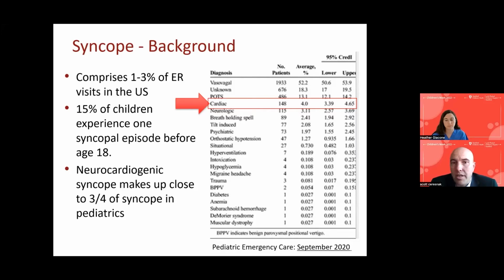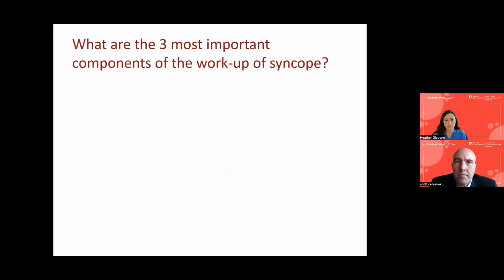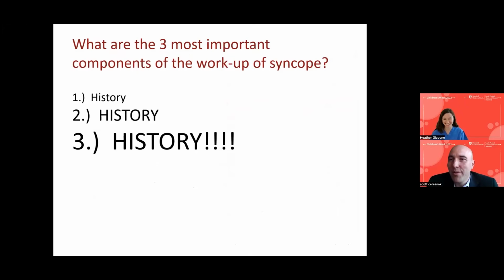And neurocardiogenic syncope clearly makes up the most common reason and cause for syncope in children. And so what are the 3 most important components of the workup for syncope? And I'll pose that, and this is how I would pose it to our fellows. Well, number 1 would be history. Number 2 would be history. Number 3 would be history.